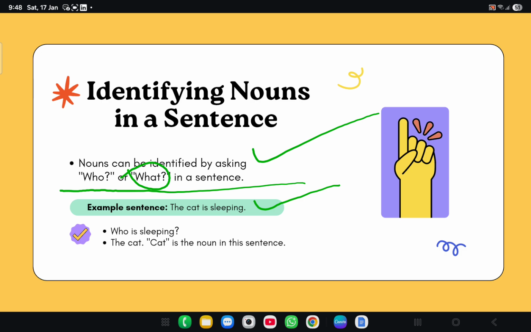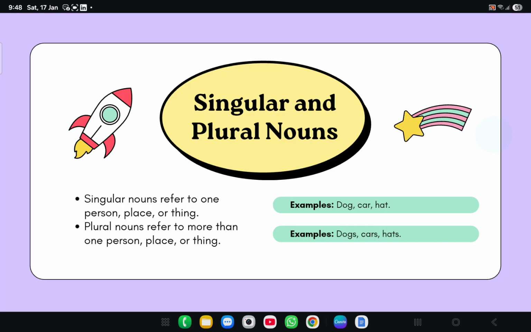Now let's go to another point, where we are going to know about singular and plural nouns. Look here and understand this. Singular nouns refer to one person, place or thing.